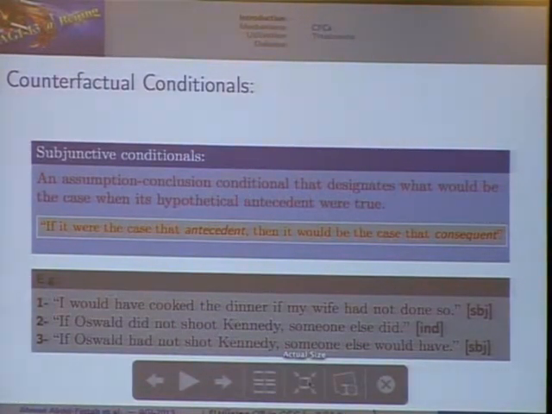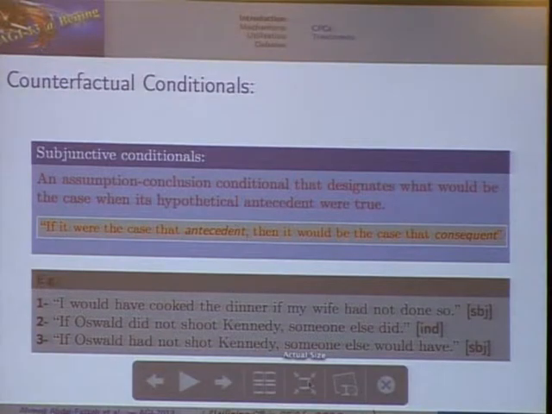Actually, some people may say, yes, if your wife hadn't done the dinner, you might have done so. But some of my friends may say, no, you are lazy. Even if your wife hadn't cooked the dinner, you will not do that. Okay, so both arguments may seem reasonable, which is different from the indicative mode.